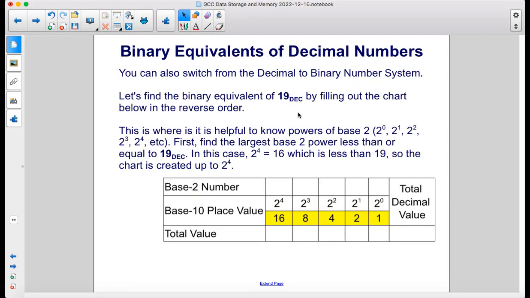You can also switch from the decimal to binary number system. Let's find the binary equivalent of 19 in decimal by filling out the chart below in the reverse order. This is where it's helpful to know powers of base 2, 2 to the 0, 2 to the first, etc. First, find the largest base 2 power less than or equal to 19 in decimal. In this case, 2 to the fourth power is 16, which is less than 19, so the chart is created up to 2 to the fourth power.